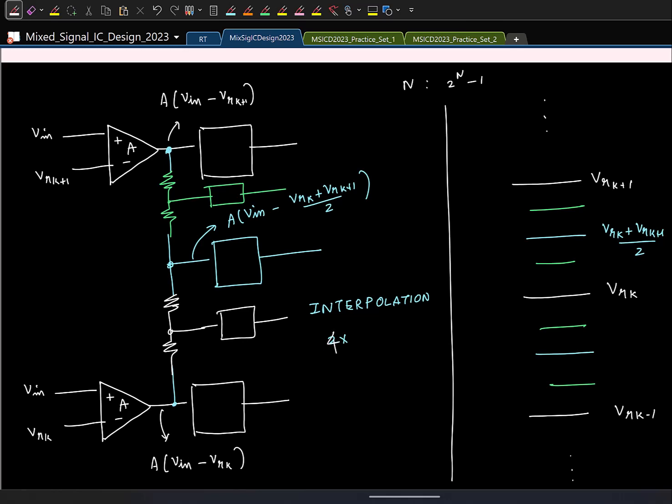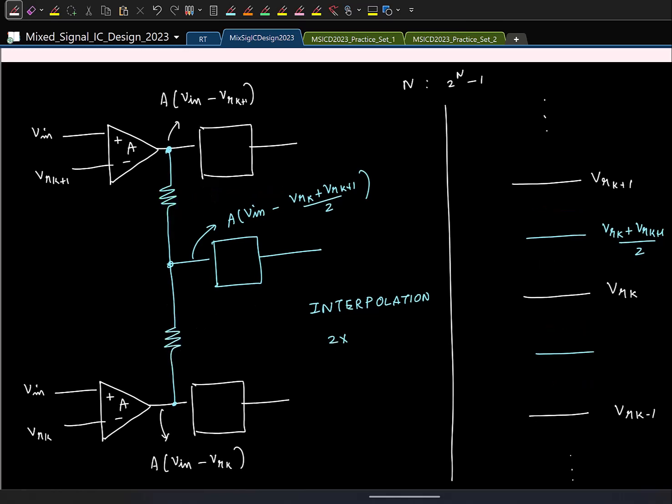And actually, if you look at a differential implementation, the 2x interpolation becomes much easier. So let's look at that. Let me draw a differential case. So this is a differential preamp. Gain is A. So I'll just say that the differential input we have is some Vin minus some Vref, right? So what is the differential output? A times that. So what can you say about the positive output alone?